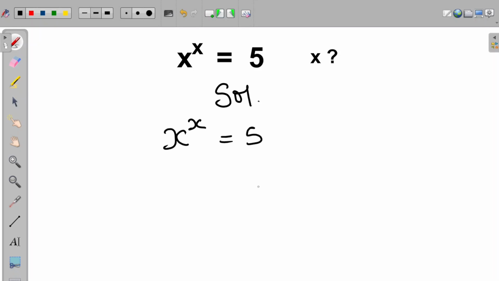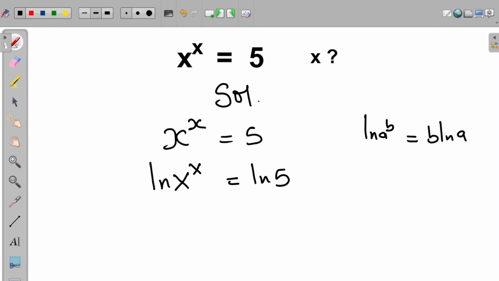Now the first thing we do is to take the natural log of both sides. So we have that ln of x raised to the power of x is equal to ln 5. But recall that from our laws of logarithm, if we have ln a raised to the power of b, this expression can be written as b multiplied by ln a. So therefore, at this point, we have that x multiplied by ln x is equal to ln 5.